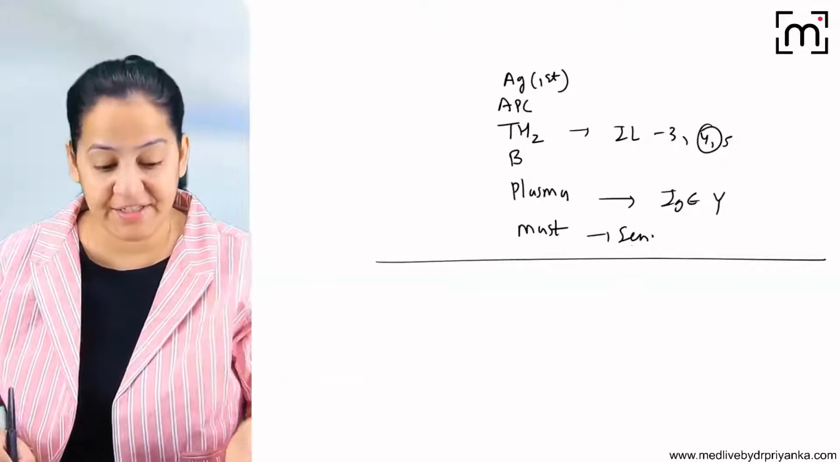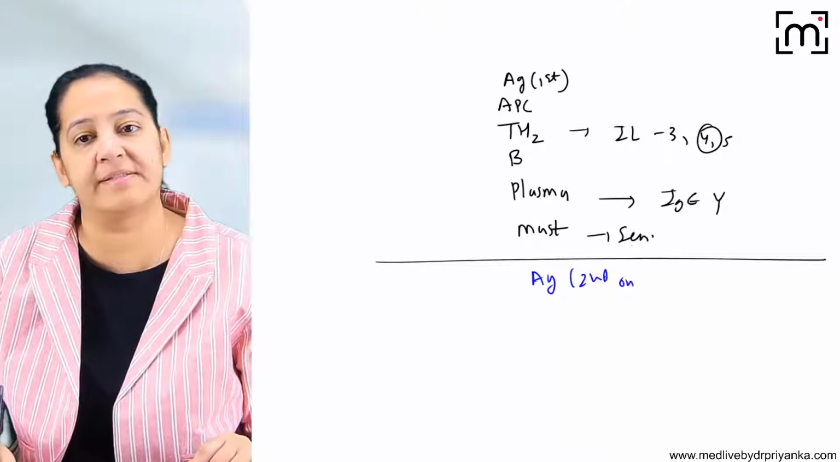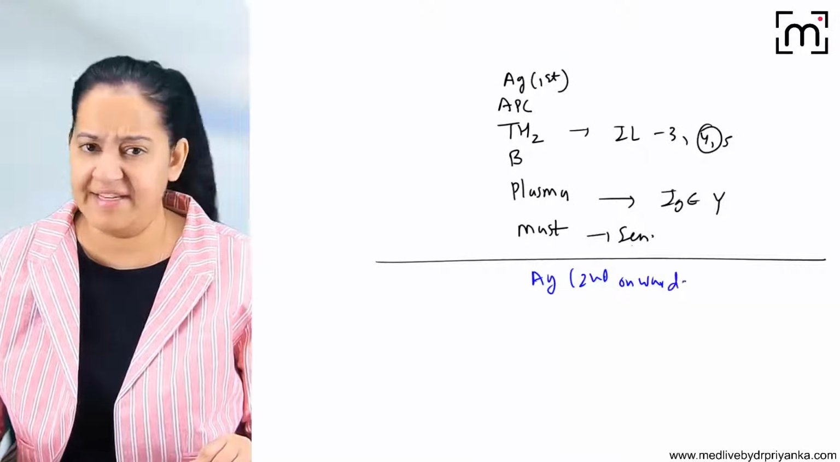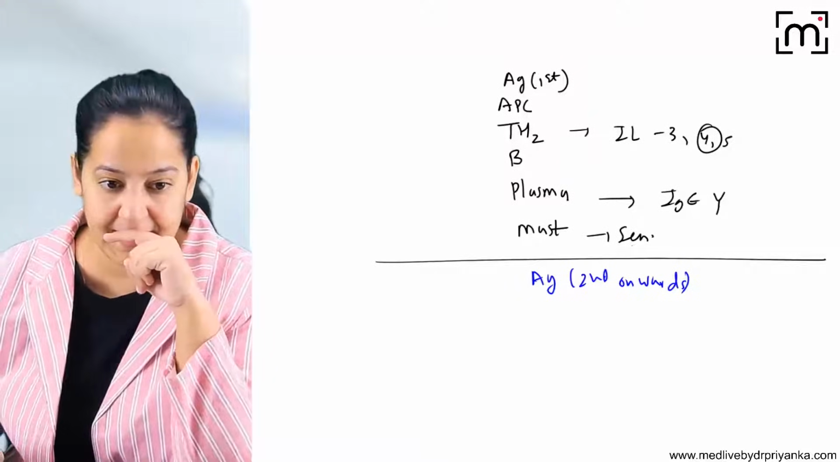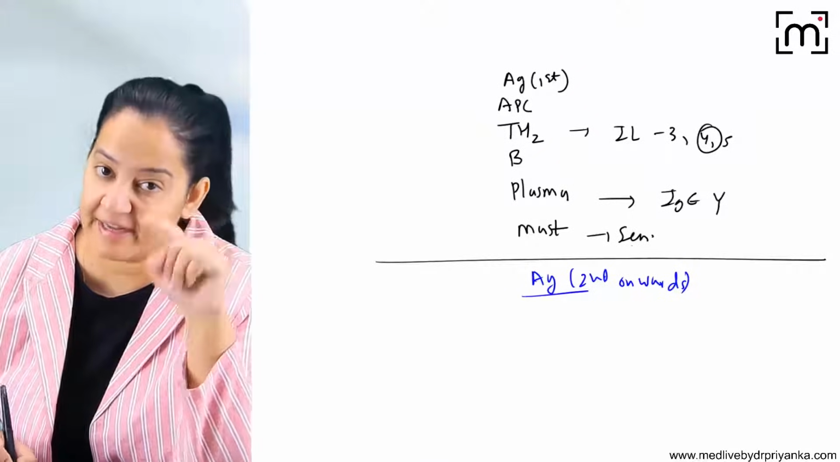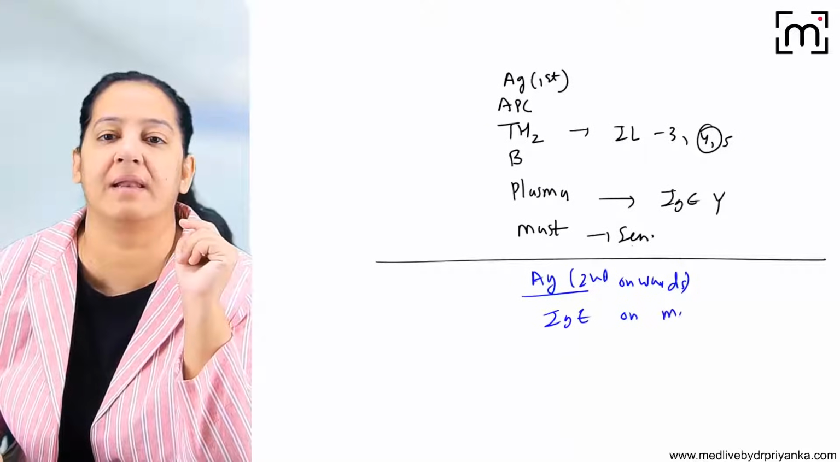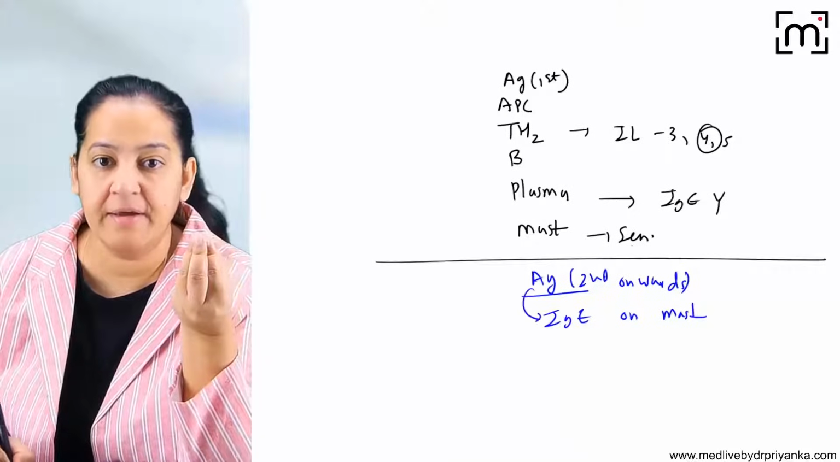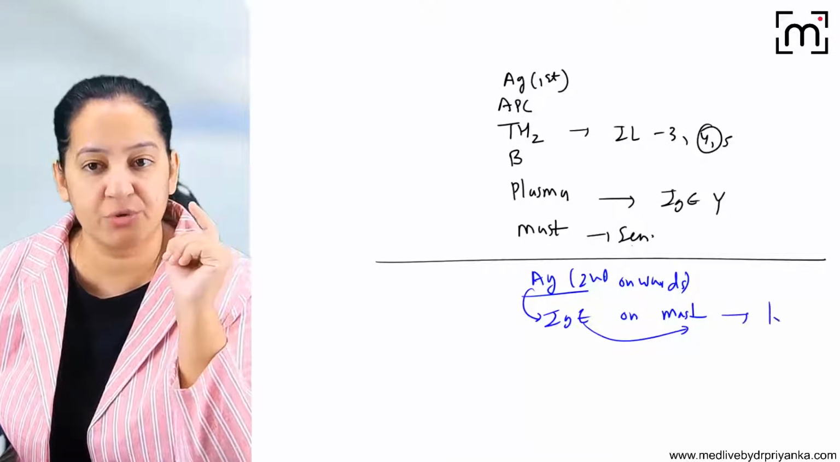Now the antigen is coming the second time. The same antigen is entering second time onwards: second, third, fourth, anytime. So at this time, this antigen directly goes to its antibody which is present on the mast cell. It will bind with the antibody, which will give the signal to the mast cell, and the mast cell will rupture. The mast cell will show lysis.